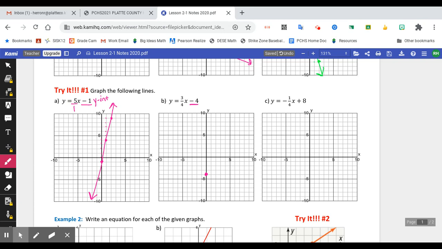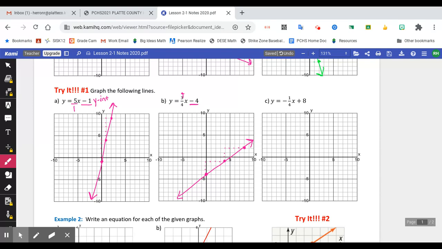3/4 for my slope, and it's up because it's positive. So 1, 2, 3, 1, 2, 3, 4. Drawing your line, arrows on both ends.